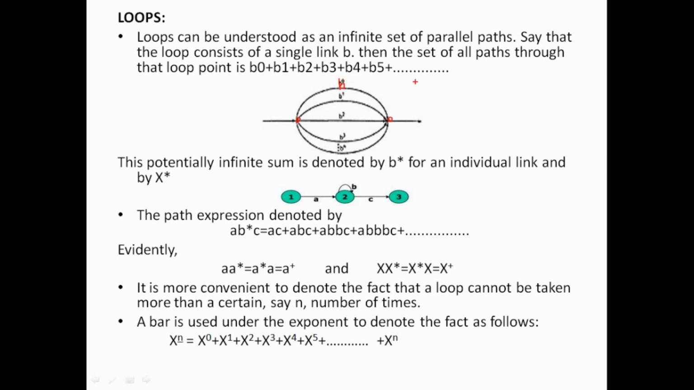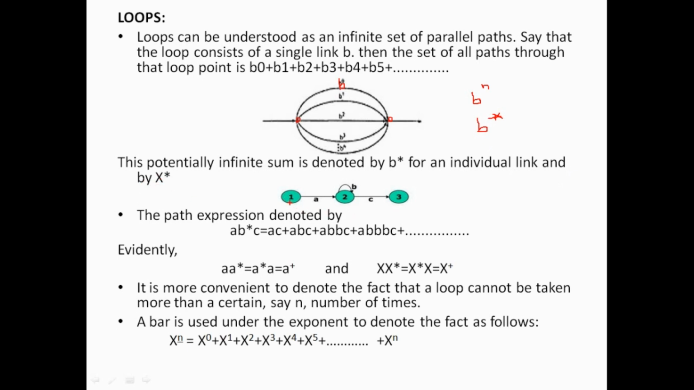Then the set of all paths through that loop is B0, B1, B2, B3, and so on, Bn. This potentially infinite sum is denoted by B star. If we are considering a finite number of links, we represent it with B to the power of n. If there is an unlimited, infinite number of links, we represent it with B star for an individual link, and X star.